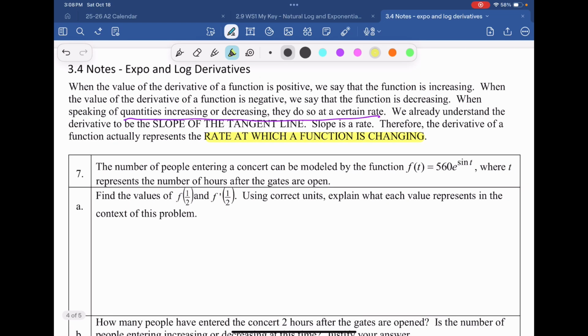So in example 7, number of people entering a concert, that's major. The number of people entering a concert can be modeled by the function f of t equals 560 e to the sine t, where t represents the number of hours after the gates are open. All right, so I know that the function is modeling the number of people entering a concert and that t represents hours after the gate is open. Okay, now find the values of f of 1 and f of 1/2 and f prime of 1/2. Using correct units, explain what the value represents in the context of this problem.